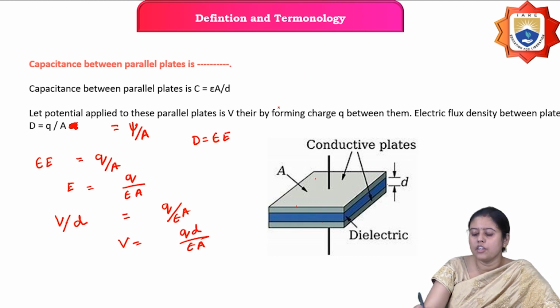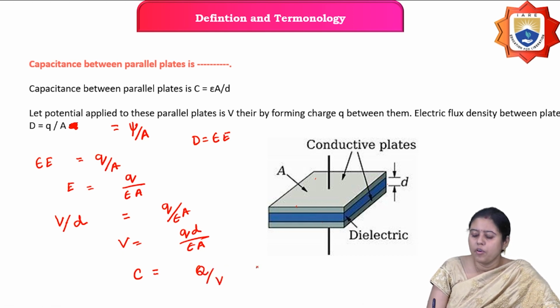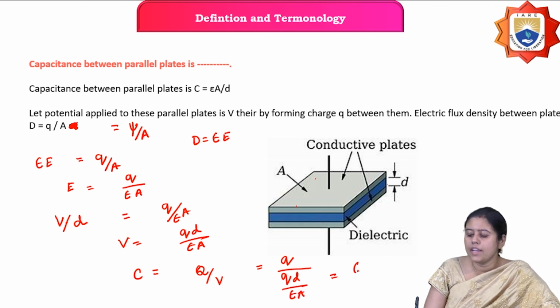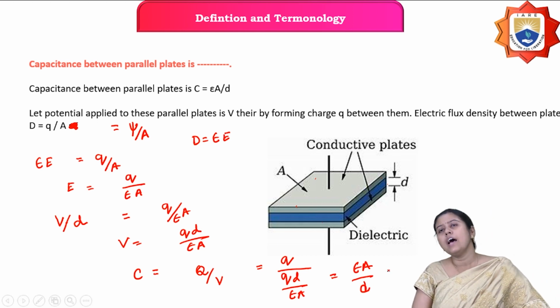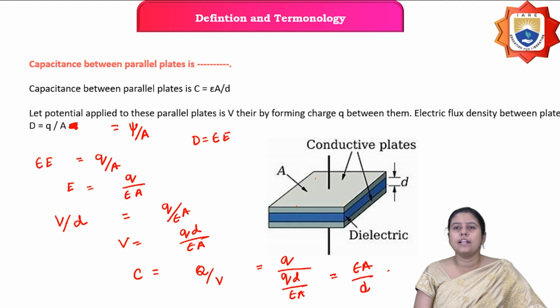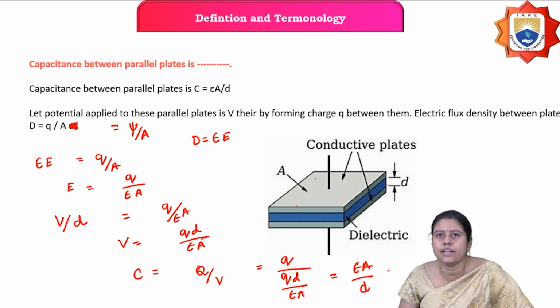Now what is the definition of the capacitance? Capacitance is equal to Q by V. Here we take Q divided by QD by epsilon A, so we get epsilon A by D. So this is the capacitance for a parallel plate capacitor.